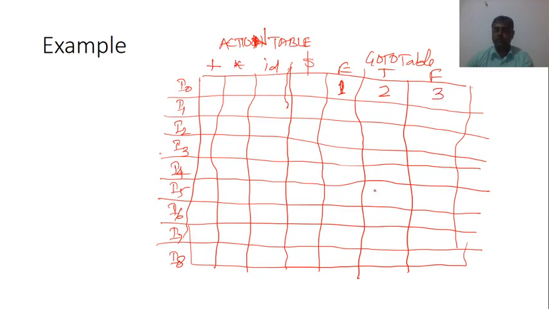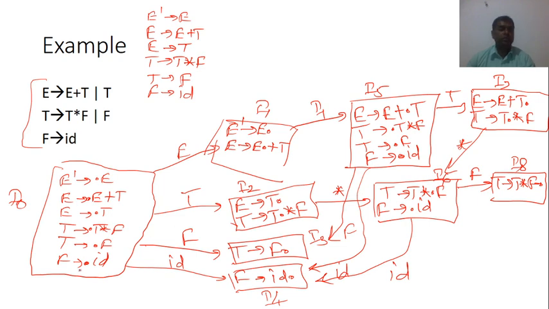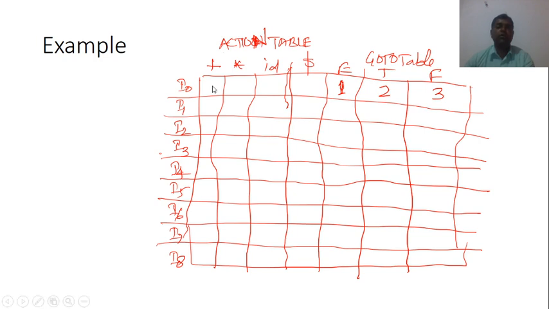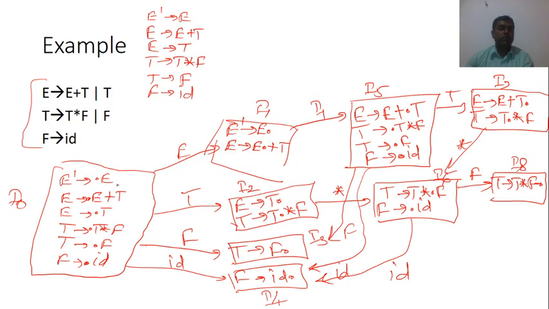Then I0 row, id column, here I am reading the terminal. So what I have to enter? S4, the subscript of this one becomes the subscript of S. So I have to enter S4. I0 row, id column, this one becomes S4. Now it has been completed.